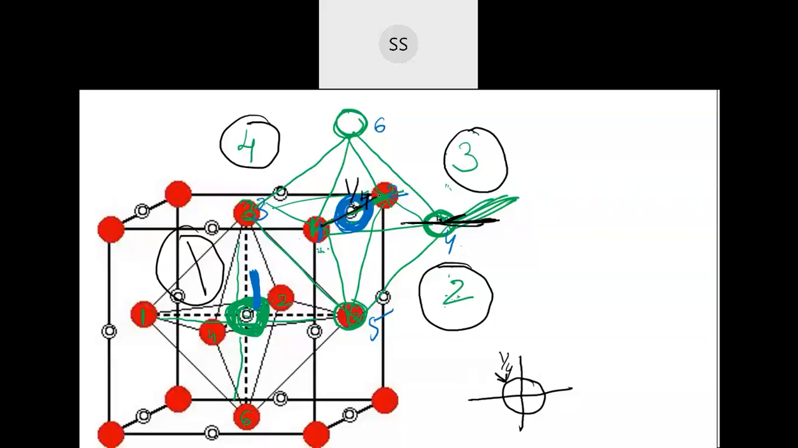Now, how many edges do we have for a face-centered atom, or for a cubic unit cell? If you have a cube, calculate how many edges it has. 4 we are having above. Okay, 4 edges we see here. One is this: 1, 2, 3, 4. Then below we have 5, 6, 7, 8. Then 9, 10, 11, 12. 12 edges we are having.